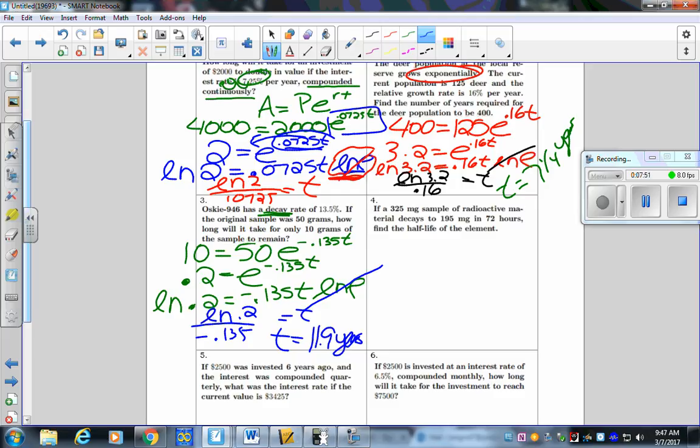So if a 325 milligram sample of radioactive material decays to 195 milligrams in 72 hours, find the half-life. Half-life is saying how long it will take to become half. So if you take 325 and divide it by 2, that's 162.5. So we have not gone through a full half-life cycle. We're saying in 72 hours, it's gone down not quite a half. So we should expect our answer to be a little bit bigger in terms of hours.